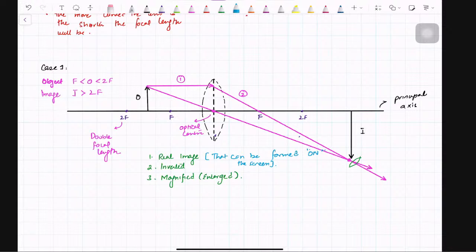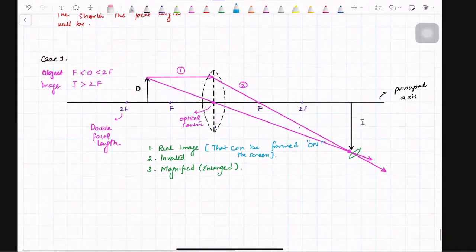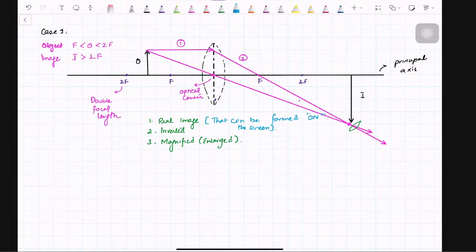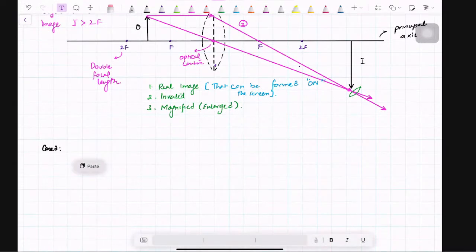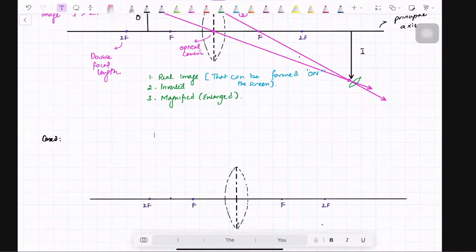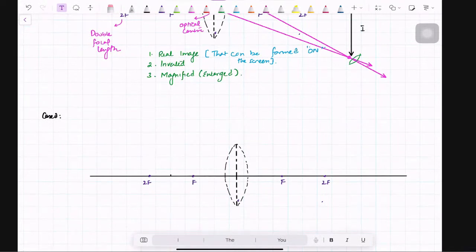Done. Okay. Now, case two, when you place the object exactly at 2F, like this. So the object is at 2F, and now let's see where the image forms.